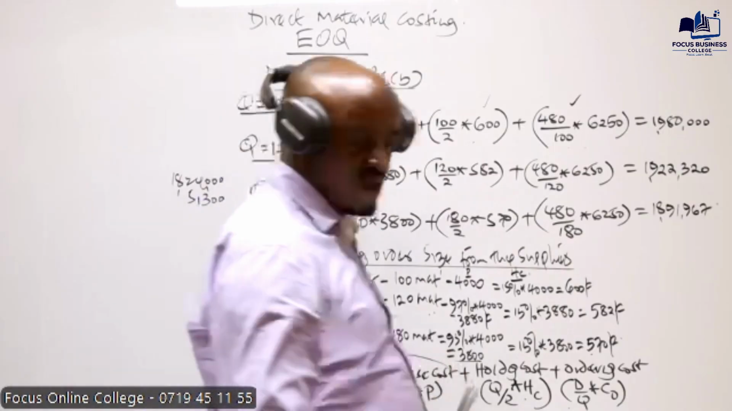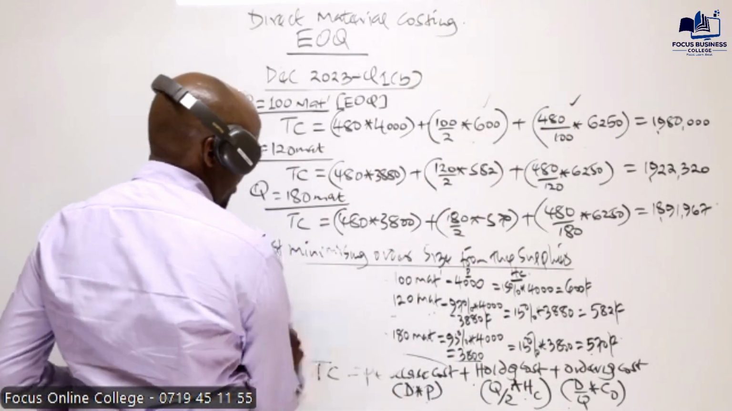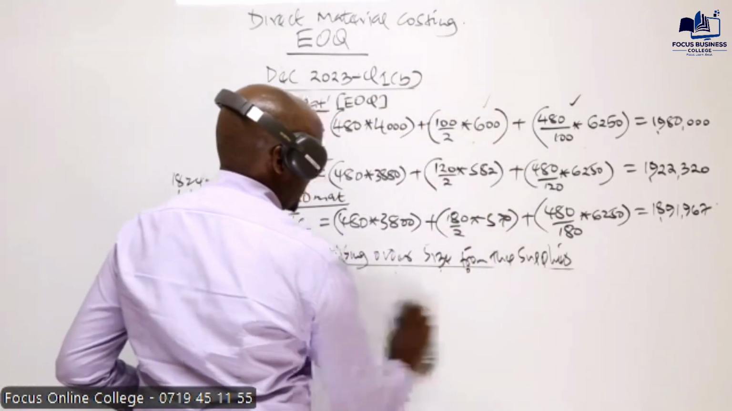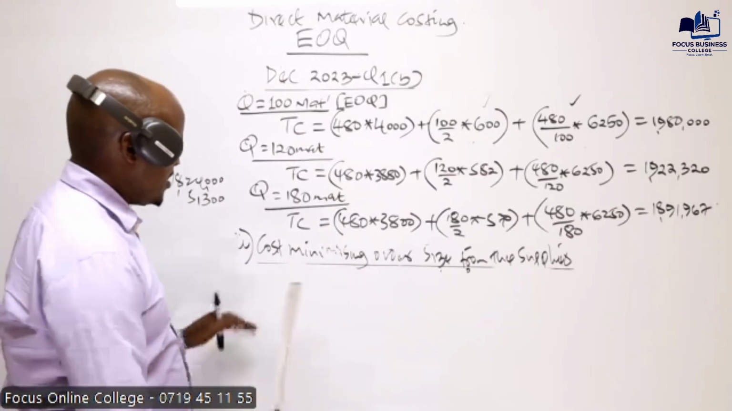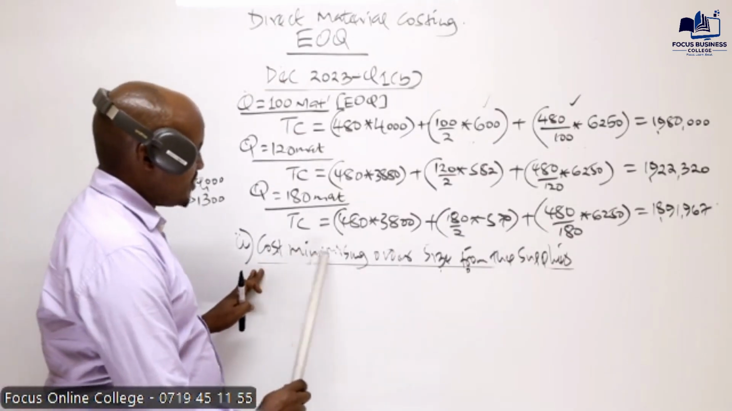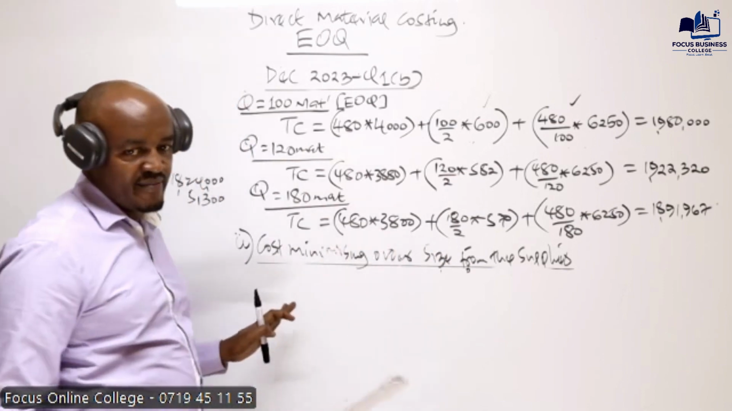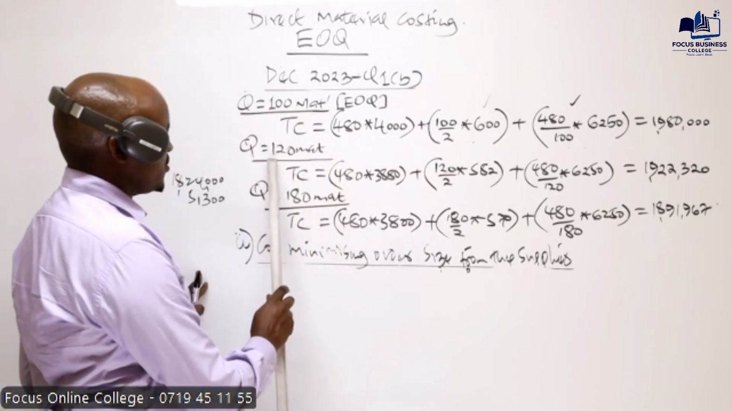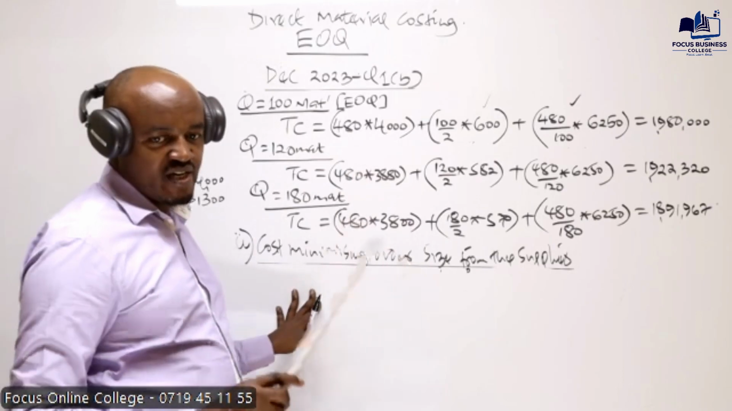So basically, in our case, we have computed the costs associated with those different order sizes. Now, if you check on what the examiner was asking, the examiner was asking about the cost minimizing order size. Remember, in our case, we have 3 order sizes. The company can either order 100 mattresses, 120 mattresses, or 180. Which order size will result in the least cost?